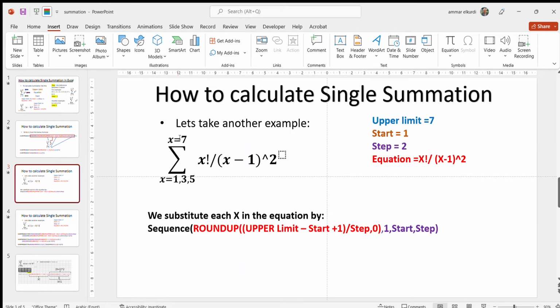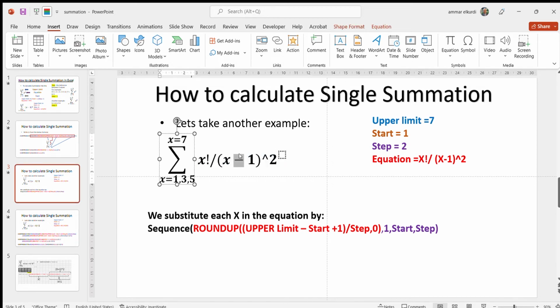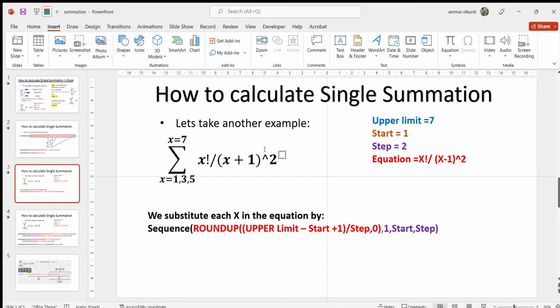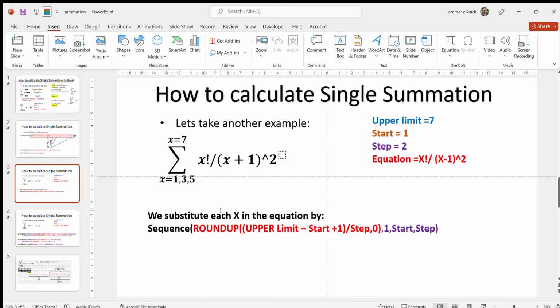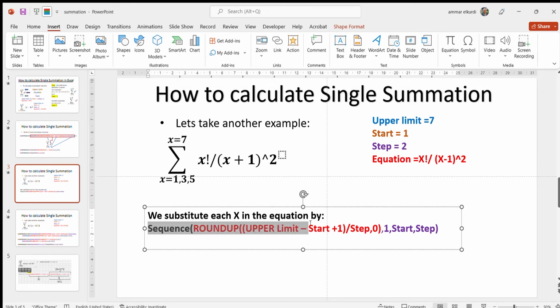Another example here, x is 1, 3, 5, 7, for x factorial over x plus 1 all, sorry, it should be plus, not minus, x plus 1 factorial, power 2. The upper limit is 7, start is 1, step is 2, and the equation is this one. We substitute each x in this equation by, as I told you, this formula.